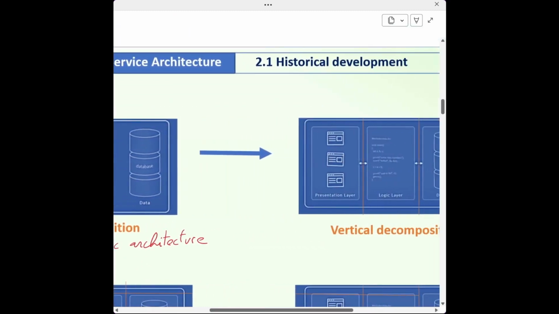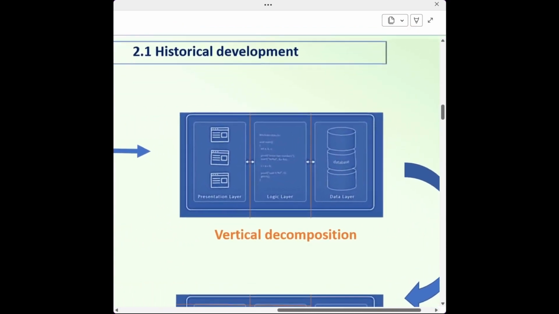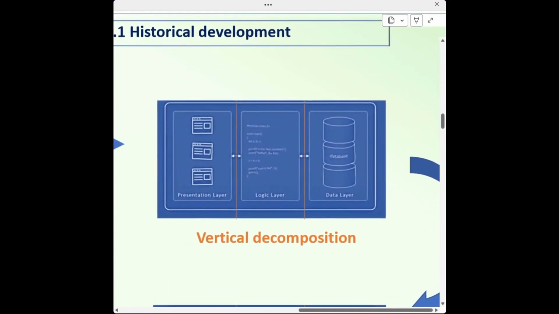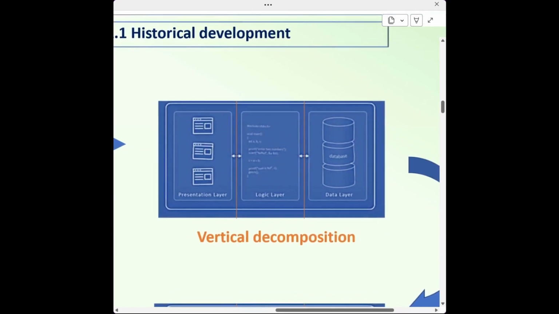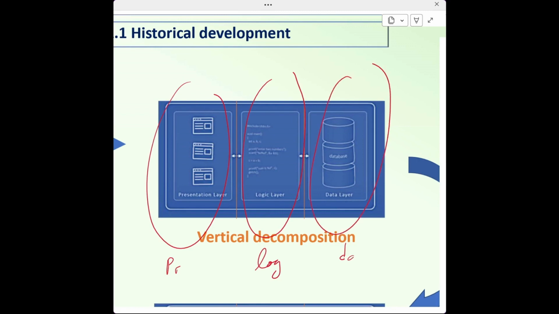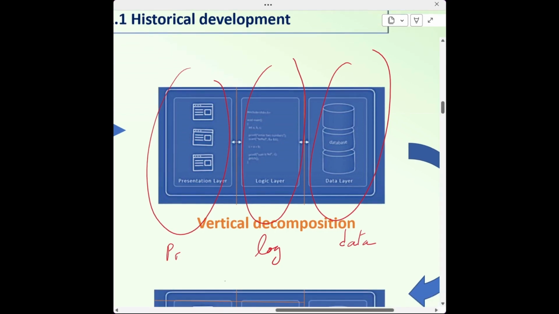Then people started organizing the code into separate parts that we call layers. So we have presentation layer, we have the logic layer, and we have the data layer. And this is called layered architecture, like the one seen in chapter 3.